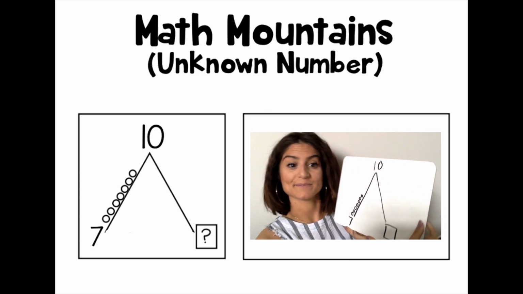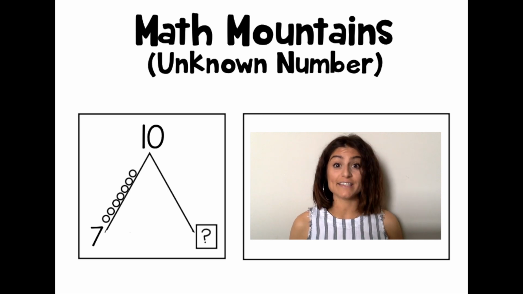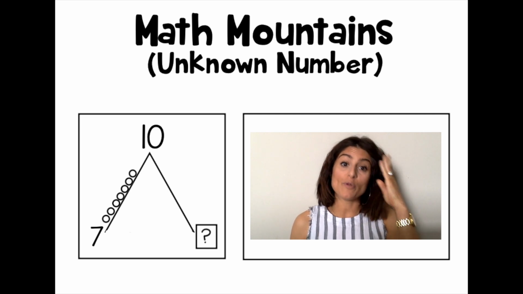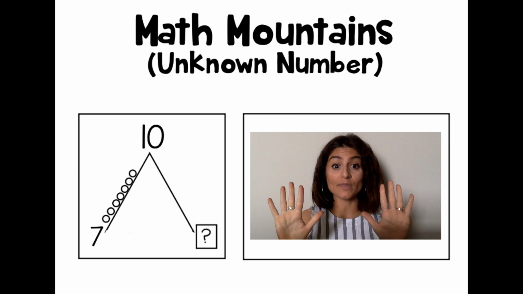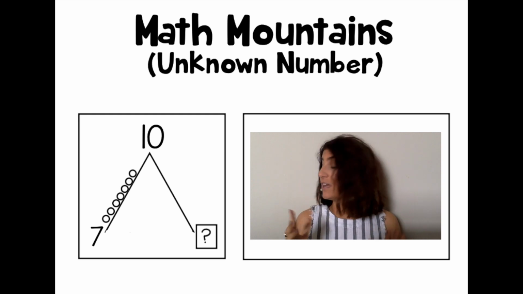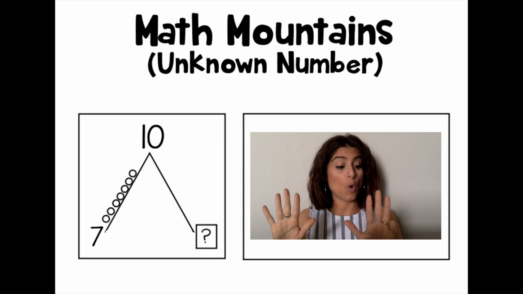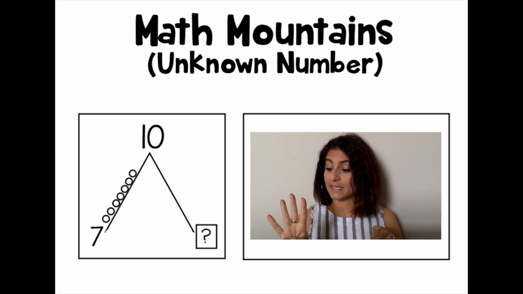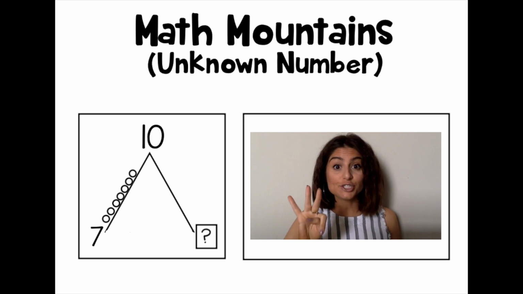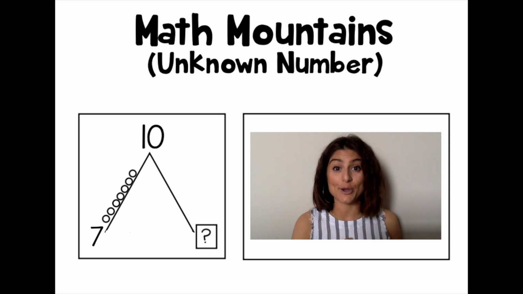Mine looks like this. Now let's try finding the unknown number. Remember, the first thing we do is look at the number at the top. It shows 10. So let's put up 10 fingers. And it shows that 7 are playing on one side. So let's put down 7 fingers. Ready? 1, 2, 3, 4, 5, 6, 7. It's showing 3 fingers left. So that means 3 is the unknown number.